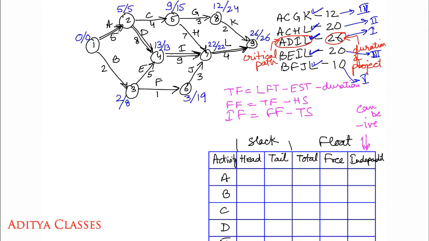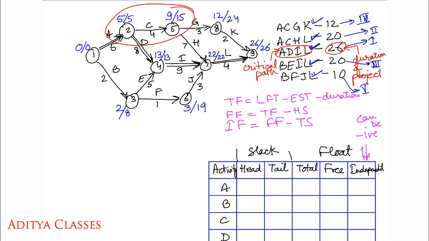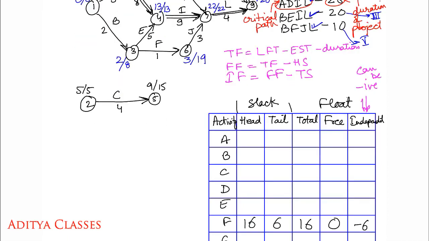Now we'll bring some other activity. Let's say C. We'll take activity C. All these numbers we'll learn with activity C. Now, a very quick one. Can we have head slack for this activity C? Where is the head? Here is the head. 15 minus 9. How much do we get? 15 minus 9. For C, head slack would be 6. Perfect. Then we have tail slack over here.